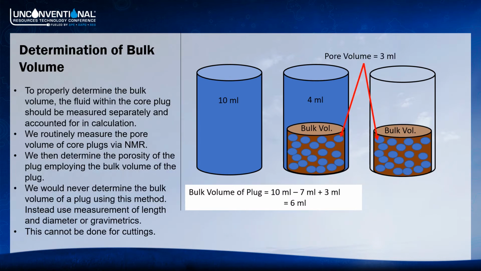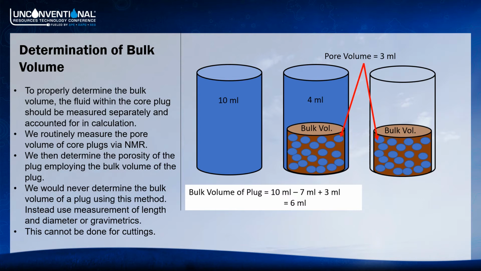Now we translate these measurements from cylinders to rock core plugs. To properly determine the bulk volume of a plug, the fluid within the plug should be measured and accounted for in the calculation. Determining the pore volume of a core plug is a routine measurement with NMR, fairly straightforward. The porosity is then derived for the plug by dividing the pore volume by the bulk volume of the plug.